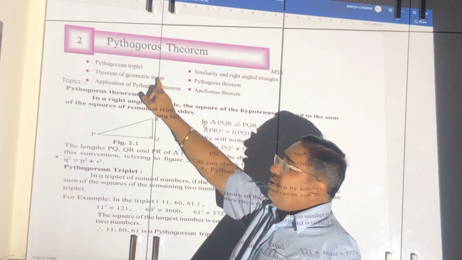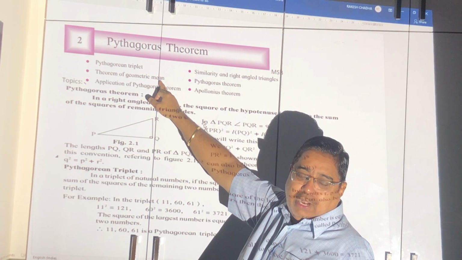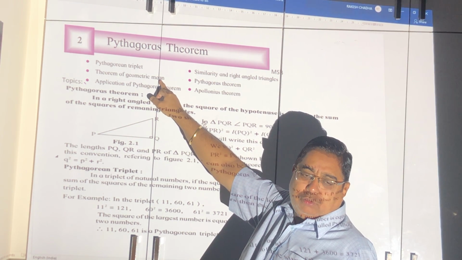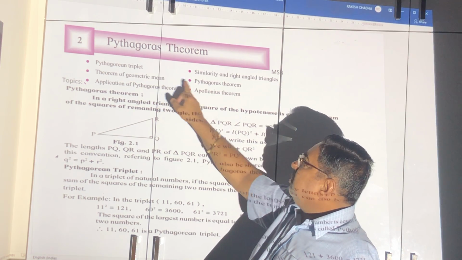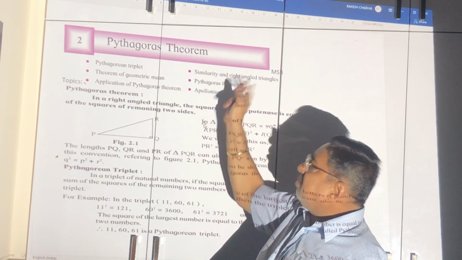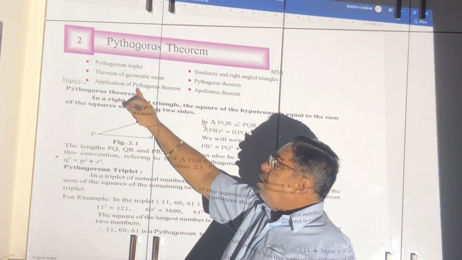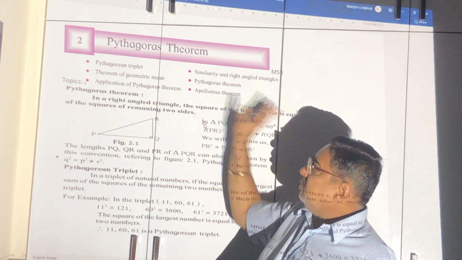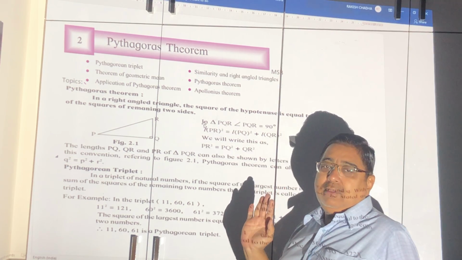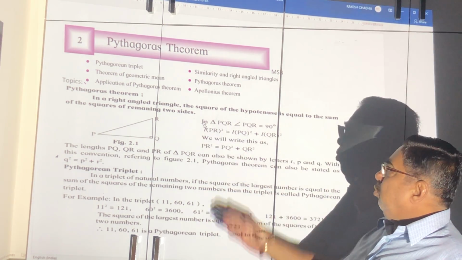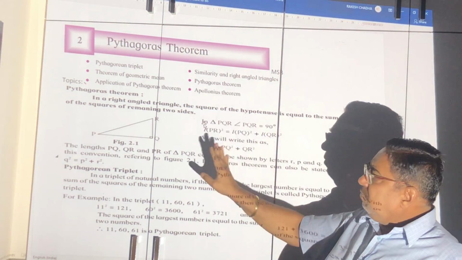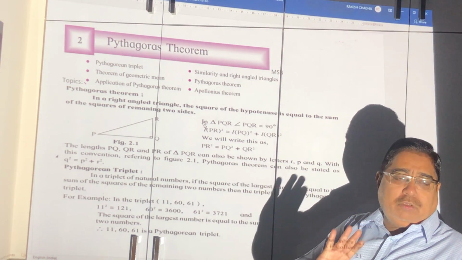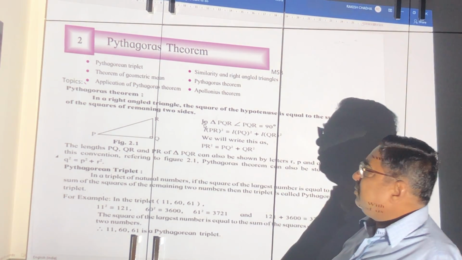What is the theorem of geometric mean? We will be looking at this also, when I draw a perpendicular to the hypotenuse from the opposite vertex. And Pythagoras theorem, of course, we need its converse. Then applications, how we use it in word problems in life, and Apollonius theorem. These are what we are going to study today. First, we already know what Pythagoras theorem is, so we will just go through it enough for us to solve the sums.